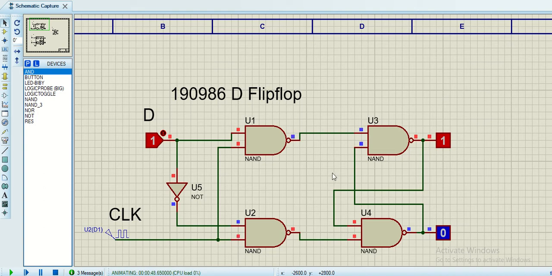inputs. Here you can see we have given this clock signal, and for D1 we have the output 1 0, for D0 we get the output 0 1.